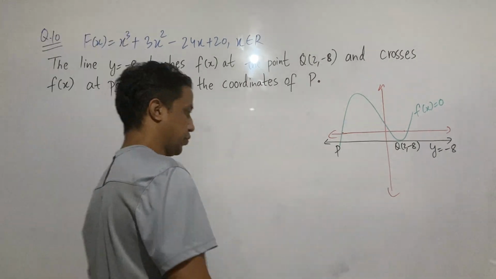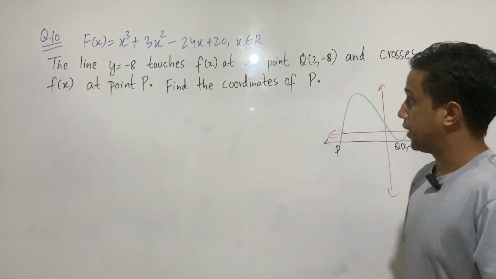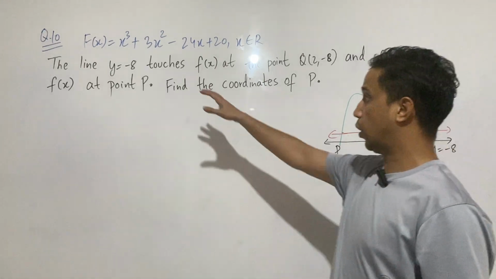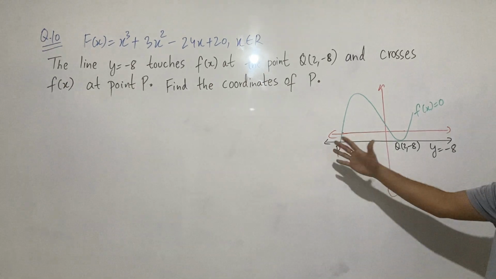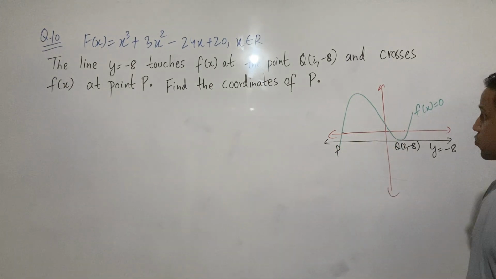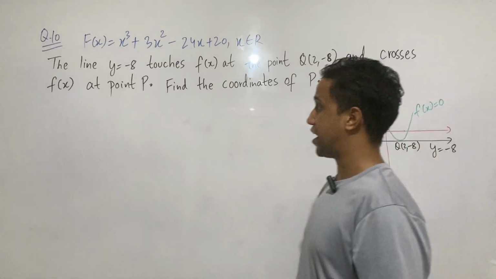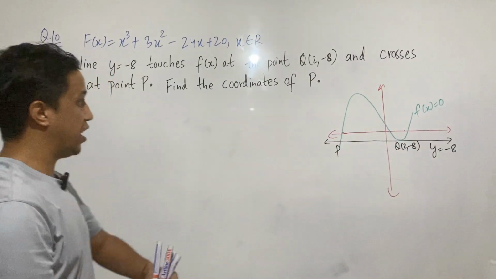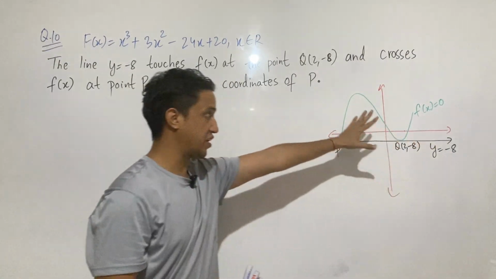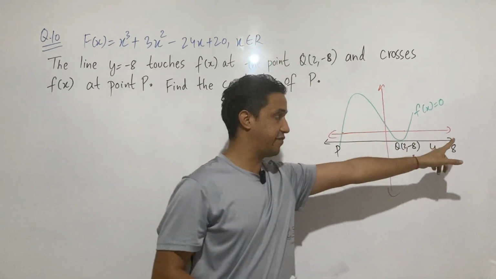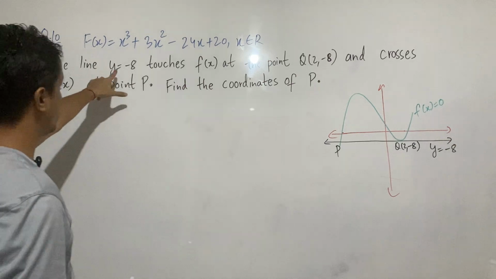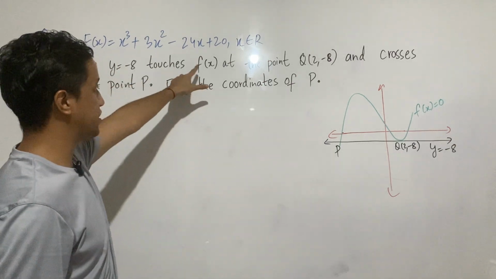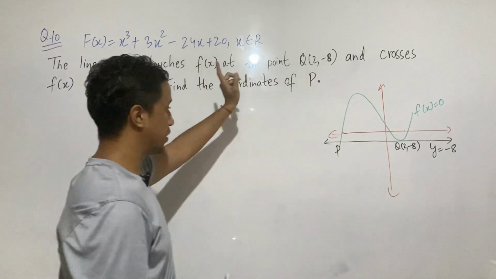All right, guys. So our question number 10 is that we are given a cubic polynomial function, and on the right side, we are given a graph. Okay, and it says that this green represents the graph of f(x) equals 0. Then it says that the line y equals -8 touches f(x) at the point Q.